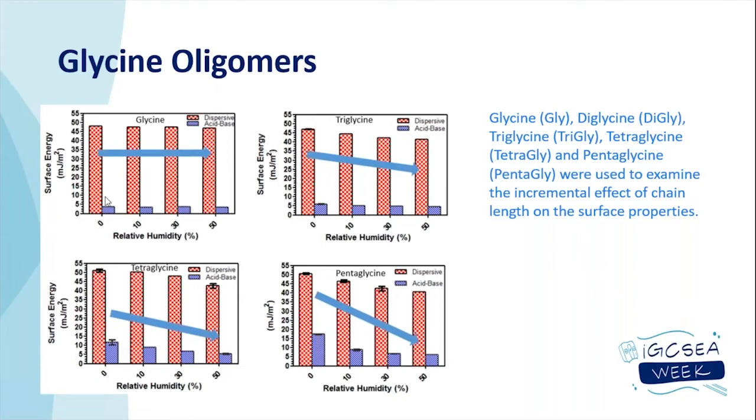And I did forget to note that's not surprising, because as we go from the glycine to the triglycine to the tetra to the penta, we can see that the acid-base contribution, or sometimes called the polar contribution to the surface energy, increases as we increase this chain length. So the surfaces are getting more and more polar as we go up in glycine chain length. And this increased surface polarity is then showing a much stronger dependence on the relative humidity. So water is playing a major role in the surface properties of these materials when they become more and more polar.